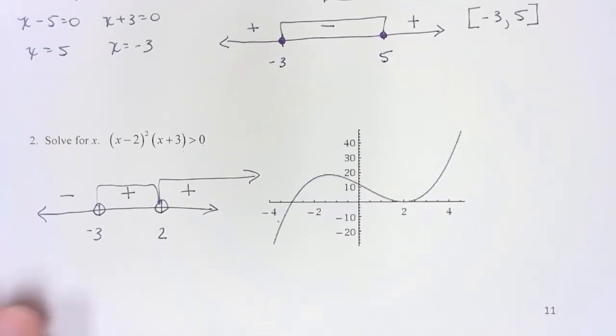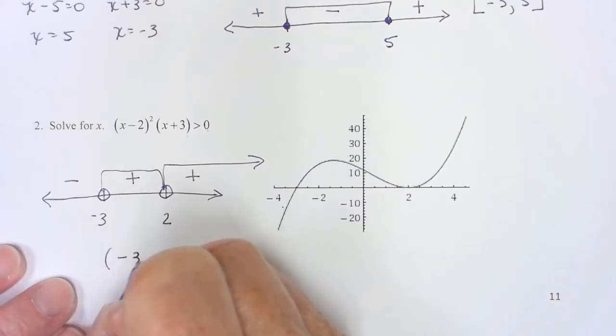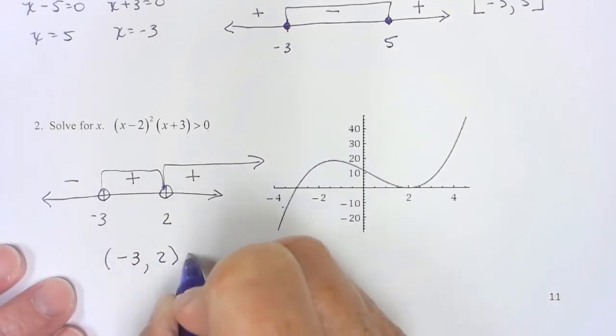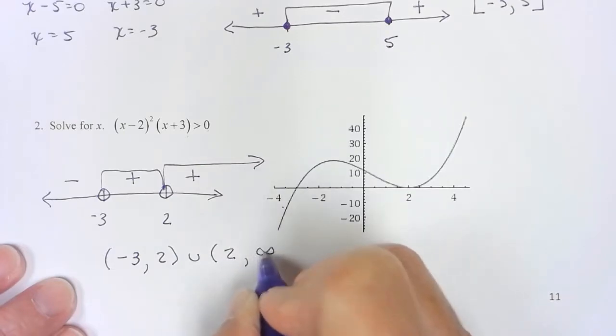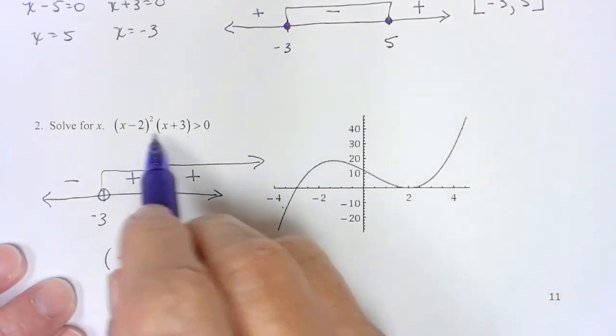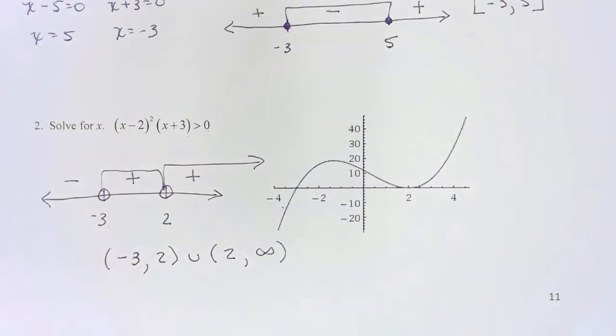For me to write my solution as an interval notation, I have to exclude 2, because if I substituted 2 in, this would be 0, and 0 is not greater than 0. So that's it for this particular piece right here. Next page is very similar.